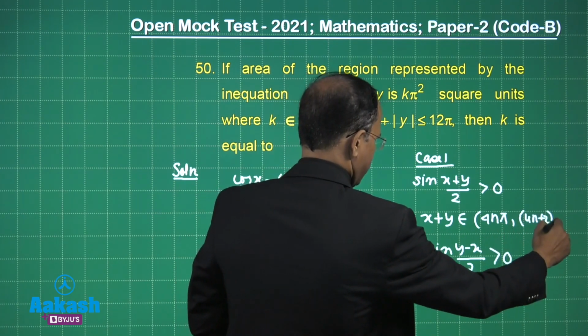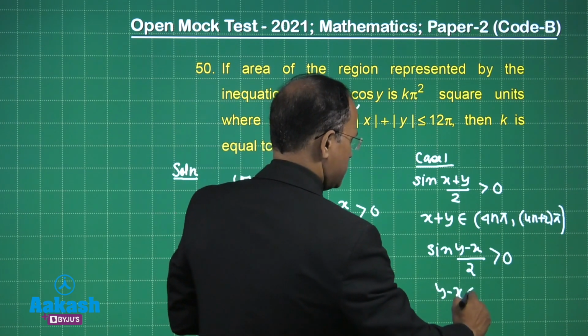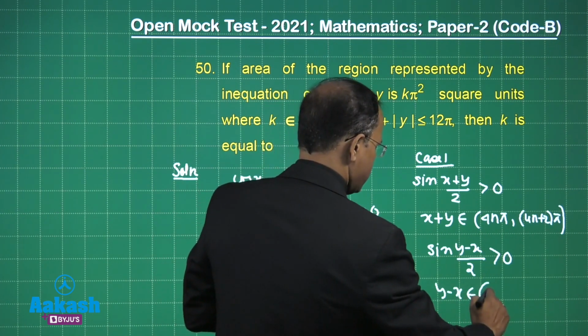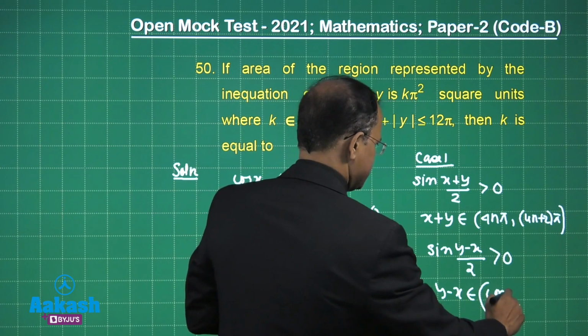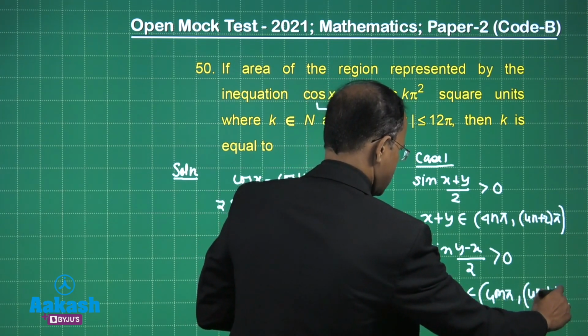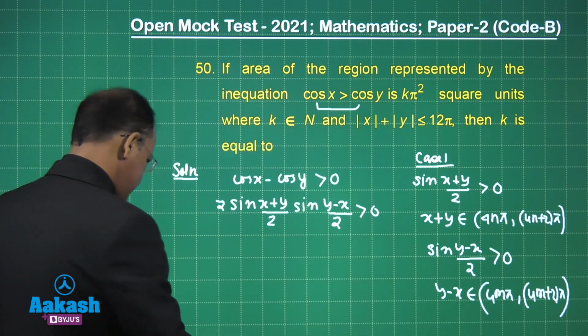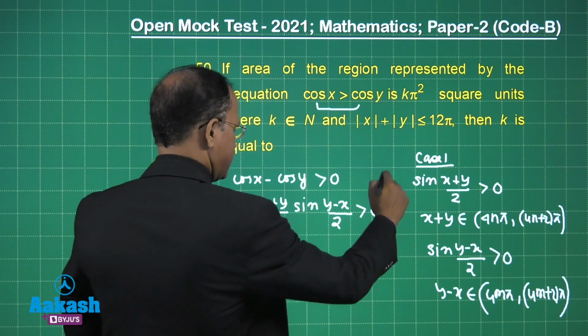This is what you have. Similarly, if we talk about this one, this is y minus x belongs to 4m pi, then we have 4m plus 2 times pi. This is the case number 1. So friends, from here we see that we get case 1.